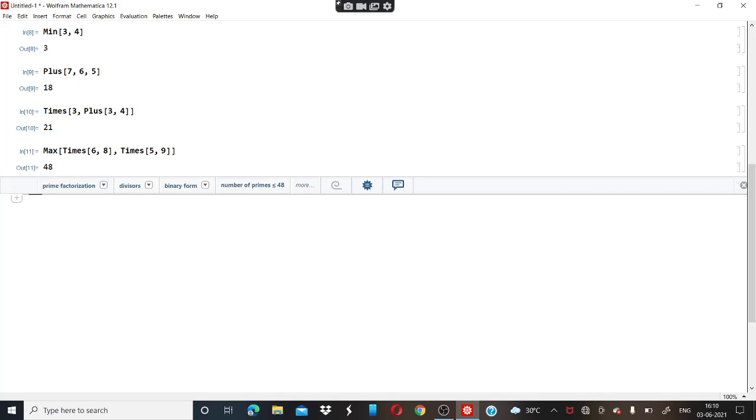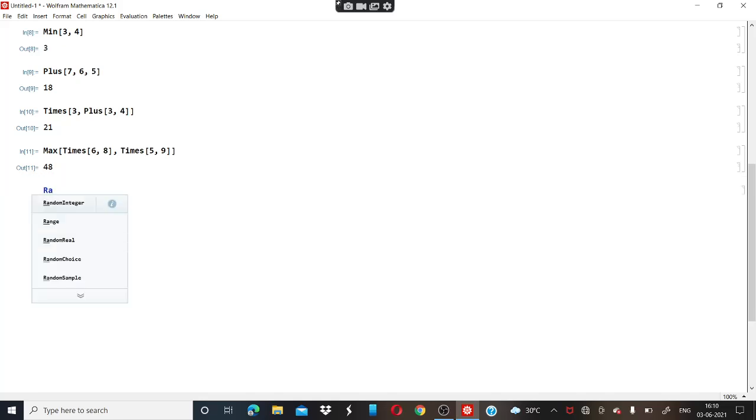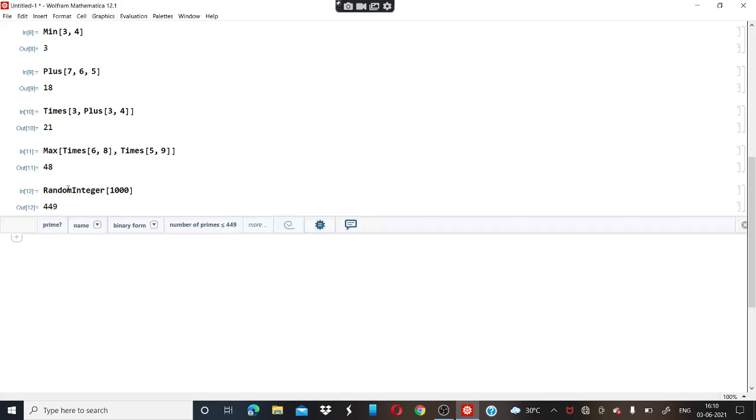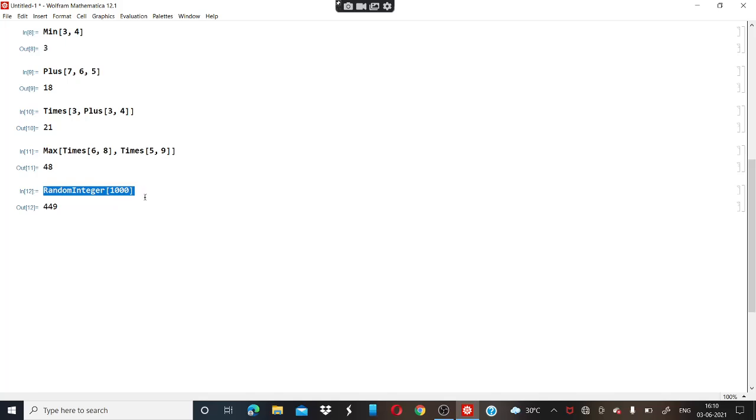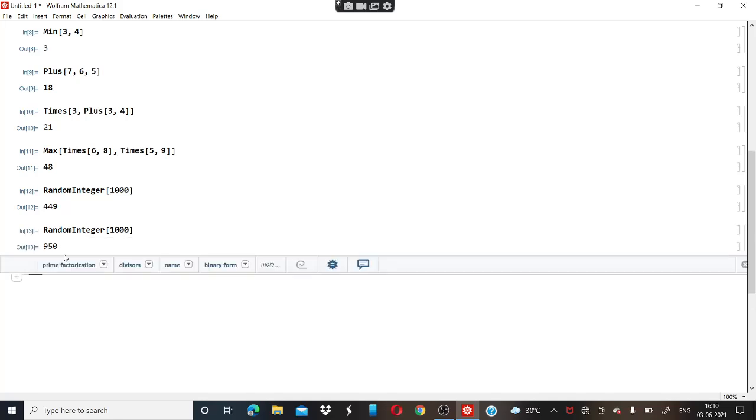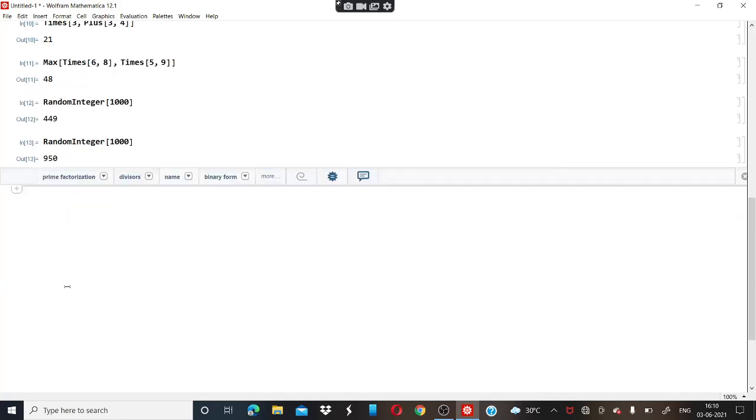Again the next question is: use random integer to generate a number between 0 and 1000. For that you generally write random integer from 0 to 1000. So we will directly write this 1000 and press shift and enter, and we will get any number. If we want to check this again, we will just copy and paste it here, then shift and enter, and you will get another number between 0 and 1000.